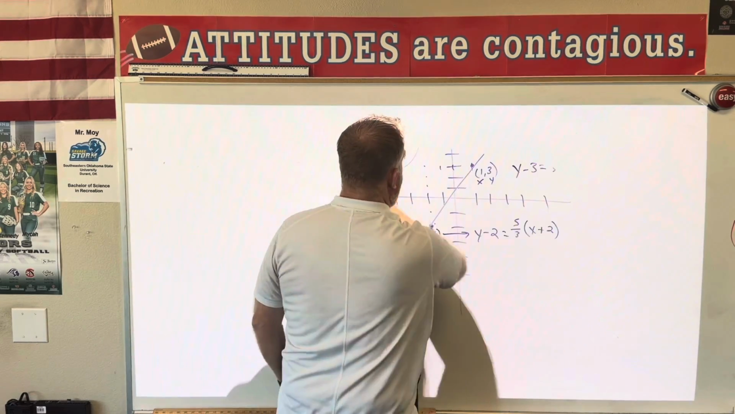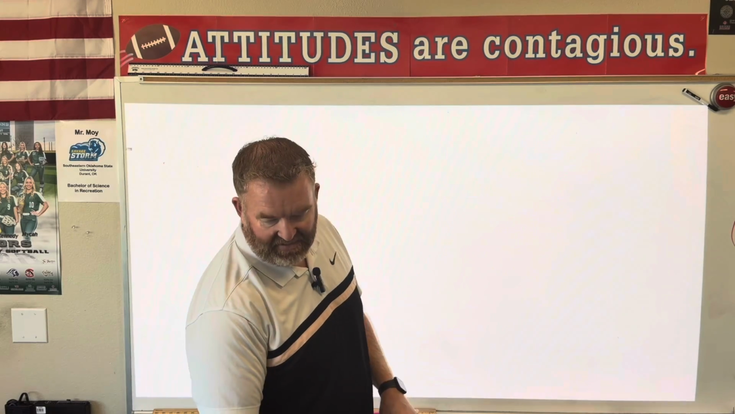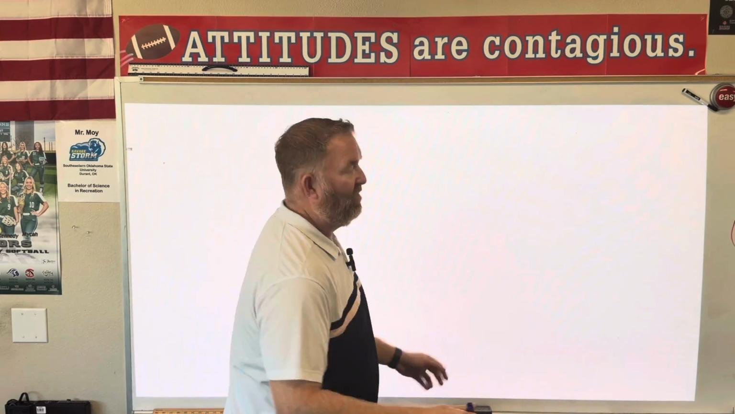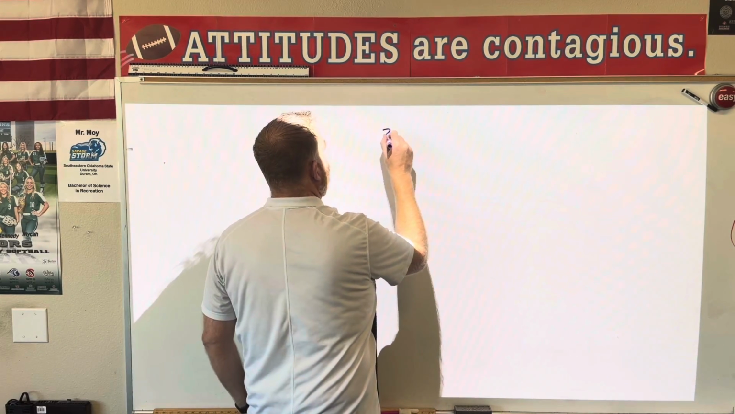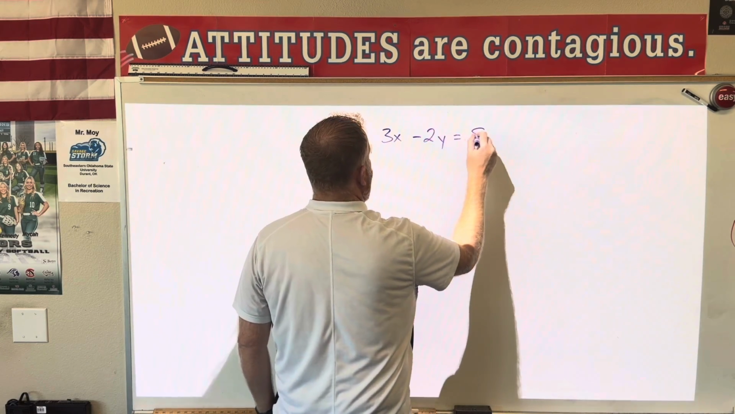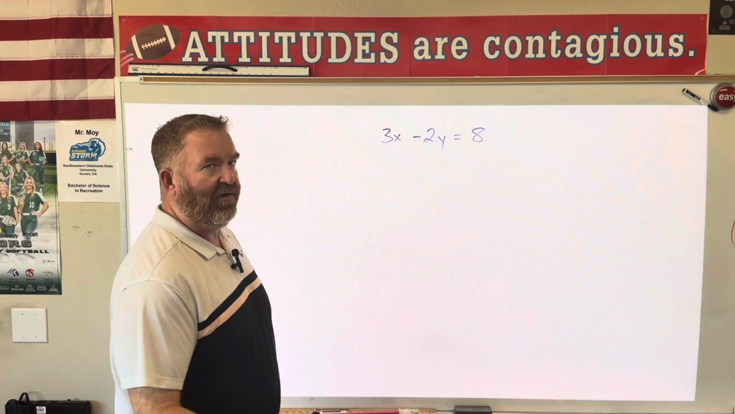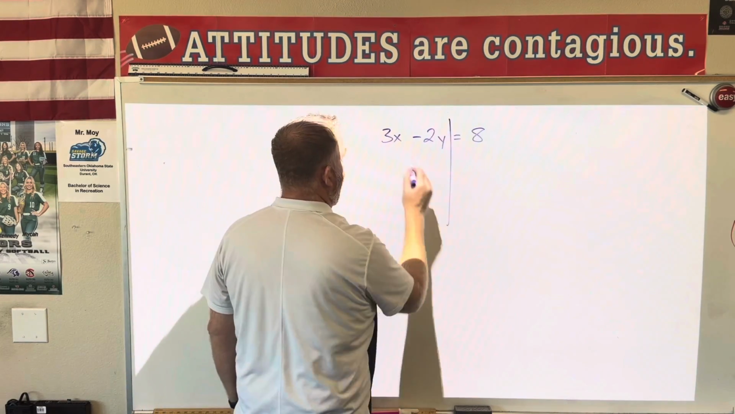Next one, they ask you to find the slope, and it even gives you a hint. On the test, it says hint, put it in slope-intercept form first. So it's going to look like this. 3x minus 2y equals 8, okay? In class, we talked about it. Move the x, divide by y, right? Move the x to the other side, divide by y.